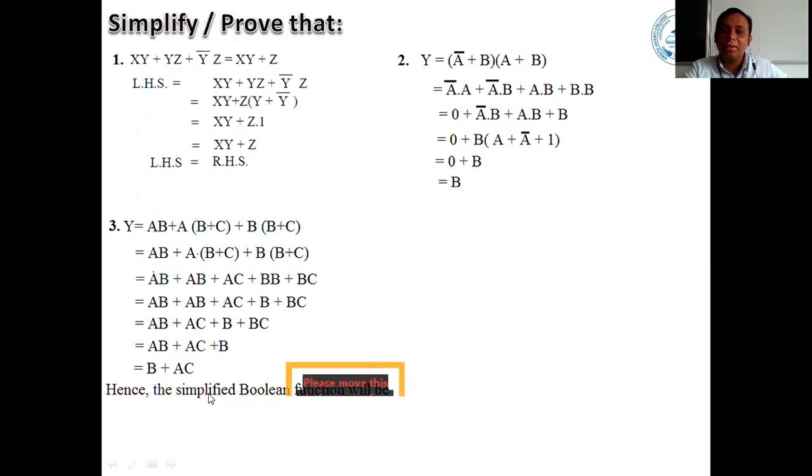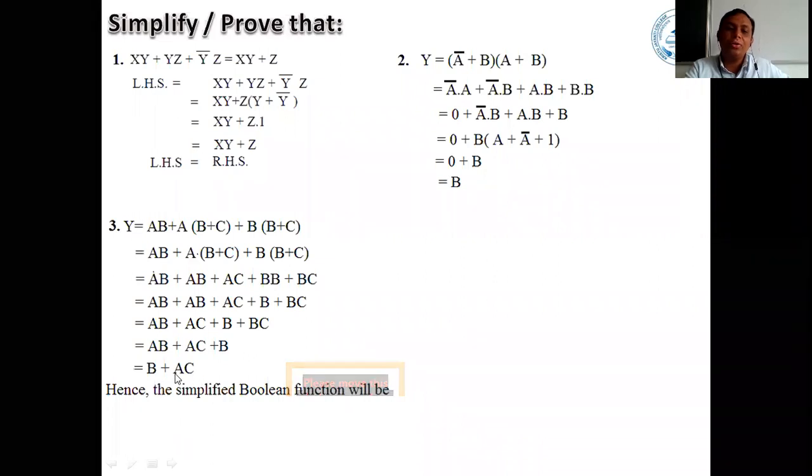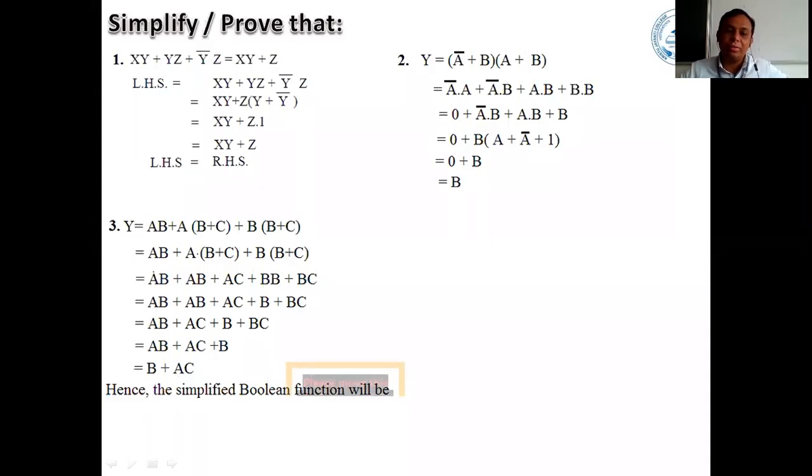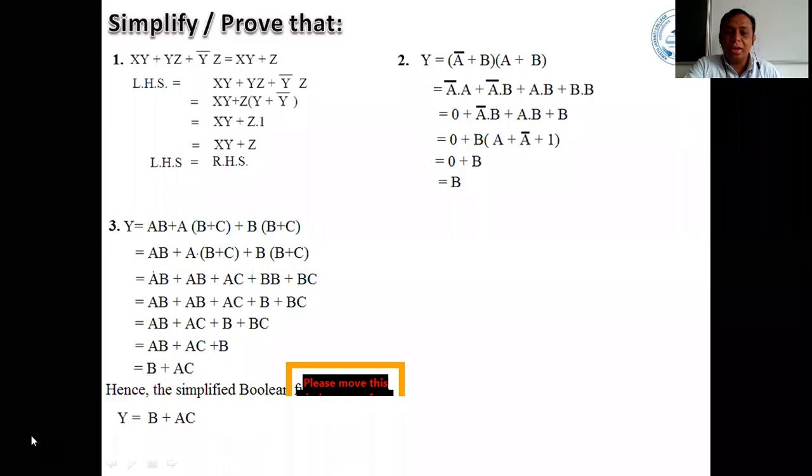Now let me check how many gates I require to construct this circuit. I require one AND gate and one OR gate. Earlier I needed 3 AND gates and 4 OR gates, but now I require only one AND gate and one OR gate. So I have reduced almost 80% of the gates required. The simplified expression is y is equal to B plus AC. And believe me, this expression will have the same output as the given expression.